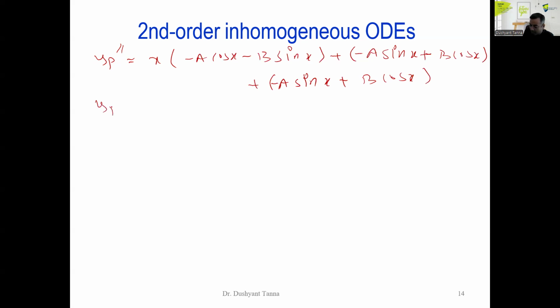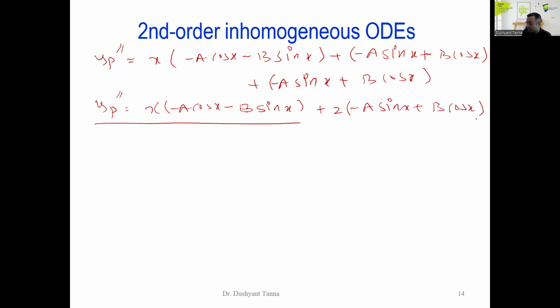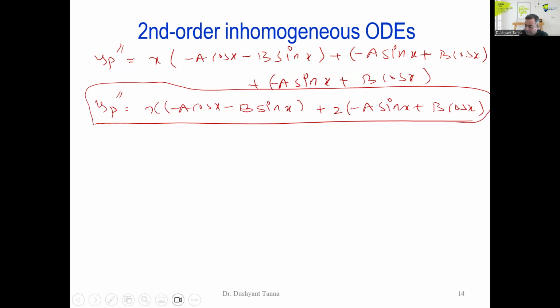Right. So your YP double dash will be X minus A cos X minus B sine X plus 2 times minus A sine X and B cos X. This is my YP double dash. Looks horrible? That's right. Y double dash plus Y is equal to 2 cos X.